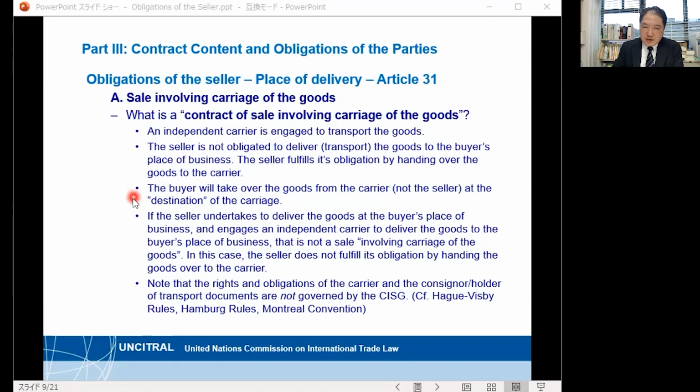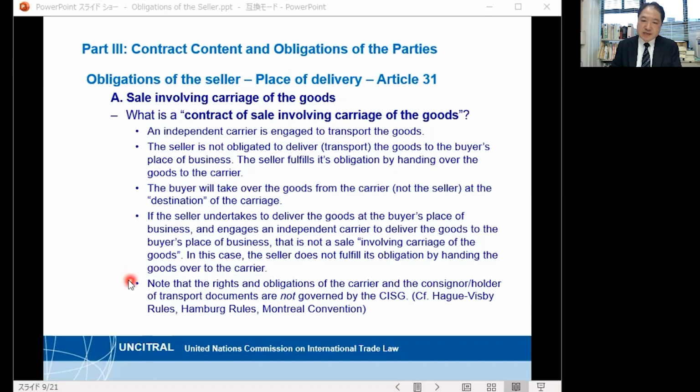Now, if the seller undertakes to deliver the goods at the buyer's place of business and engages an independent carrier to deliver the goods to the buyer's place of business, that is not a sale involving carriage of the goods. Of course, carriage is involved in the performance of that contract, but for the purpose of Article 31 or for the purpose of the CISG, that is not a contract of sale involving carriage of the goods, because the seller does not fulfill its obligation by handing the goods over to the carrier. The seller must deliver the goods to the buyer at the buyer's place of business. So this distinction must be made.